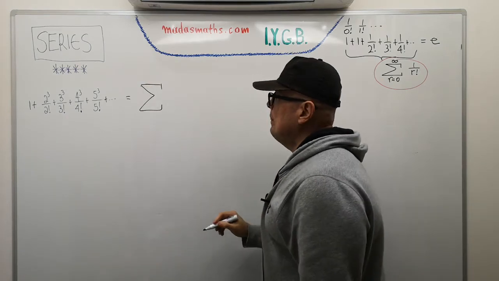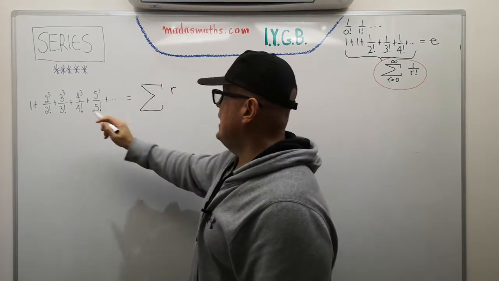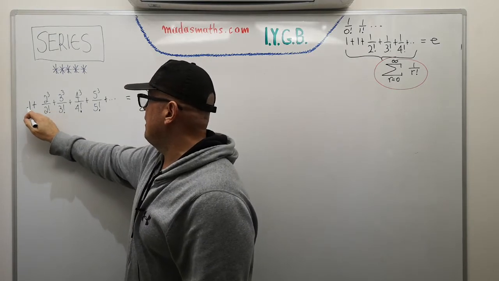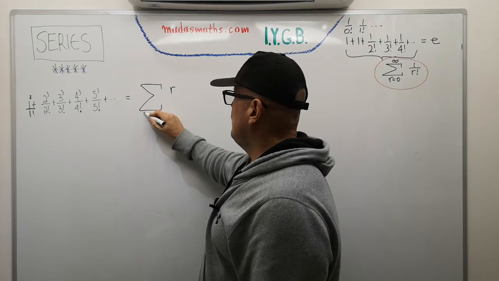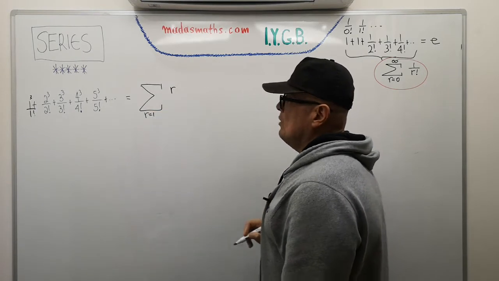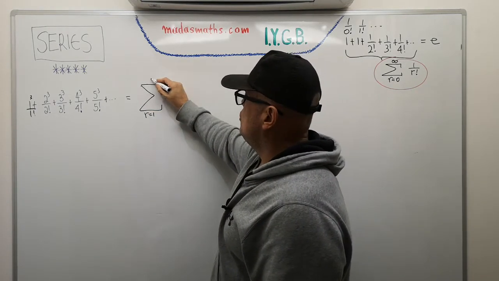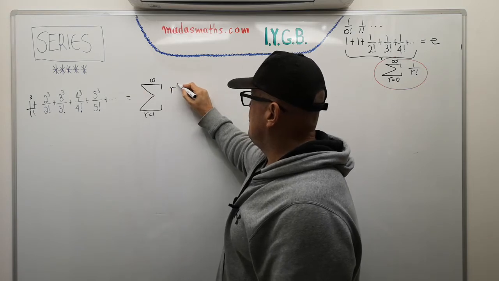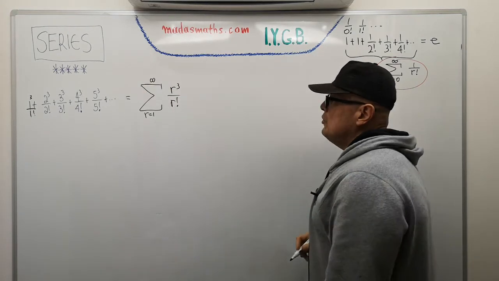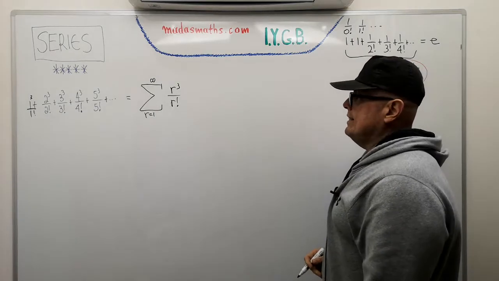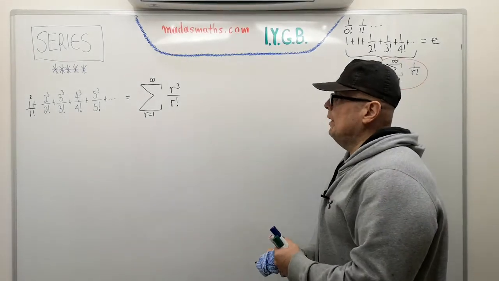So there's my sigma, and this is quite clearly a general term, because of course we can write this as 1 cubed over 1 factorial. We can write it as a sum which runs from r equals 1 to infinity, and the general term of course is going to be r cubed over r factorial. So what do we do with something like this is the question.